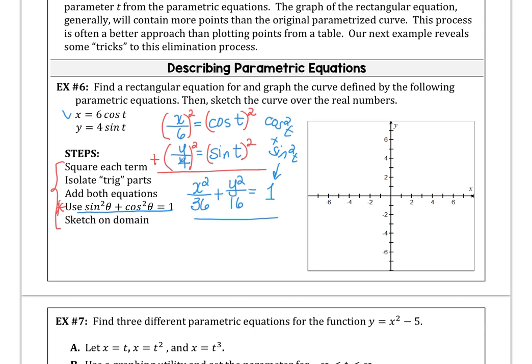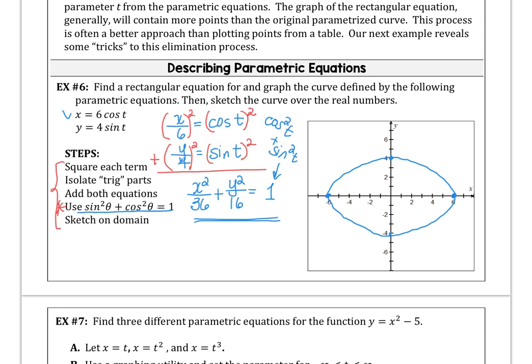If you have seen conic sections before in earlier classes, you know this is an ellipse centered at the origin, and the ellipse goes out 6 units on the x-axis and 4 units on the y-axis, and it forms a nice smooth ellipse as we work our way around.